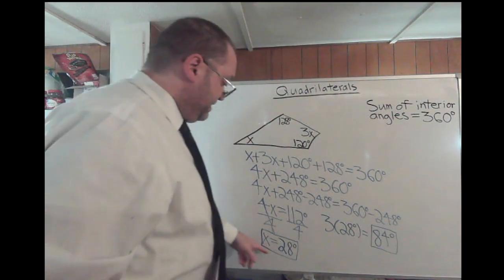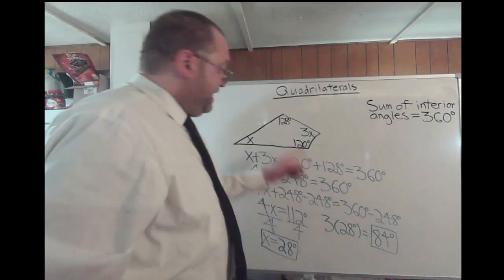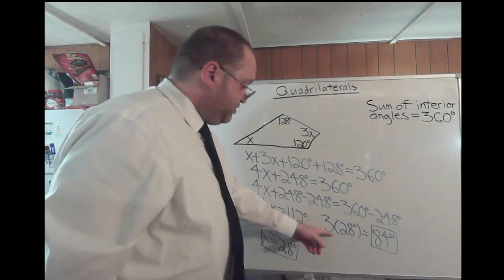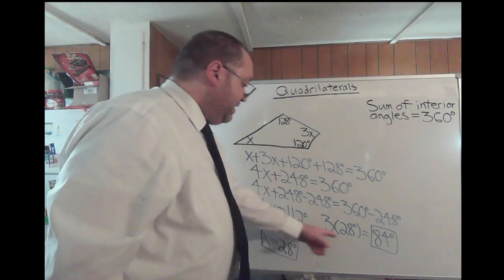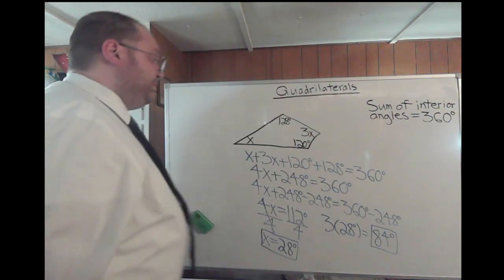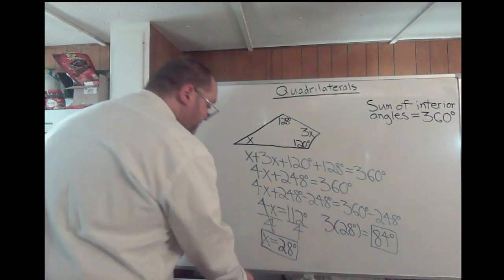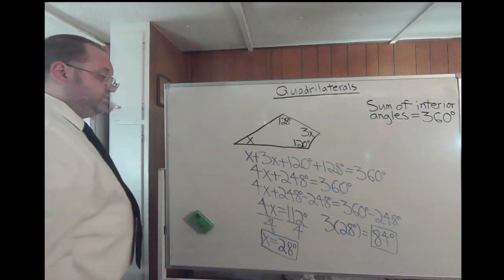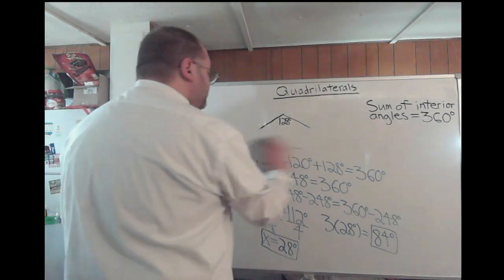So you got x being 28 degrees, 3x is 84 degrees, because you'll take 3 times your 28 for your x. 3 times x, 3 times 28, that equals 84 degrees. So 28 degrees and 84 degrees would be your missing angle measures. And I have another problem like it.